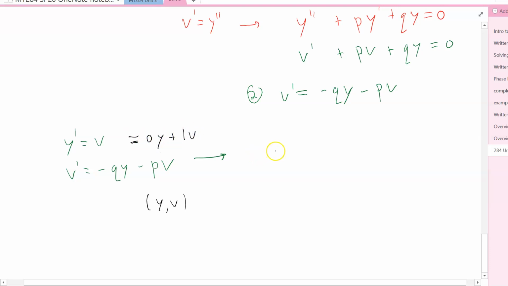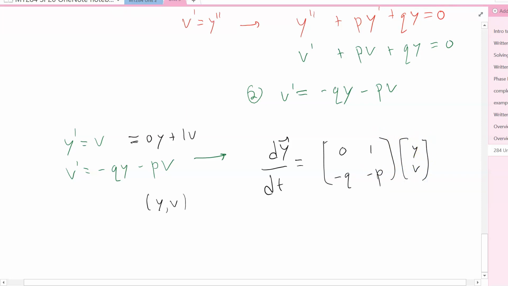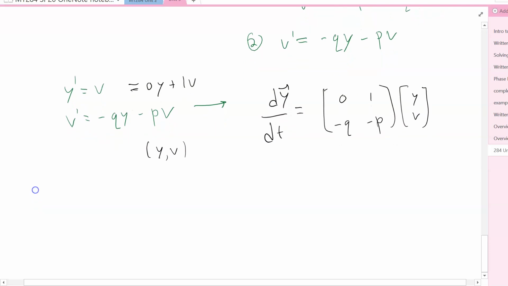All right, and that tells us our matrix of coefficients. When I write out the system in matrix form, we'll take the following shape. So capital Y is our unknown vector valued function, and it's going to be 0, 1 in the first row, and then negative q and negative p in the second row, times our vector capital Y, which is little y, little v.